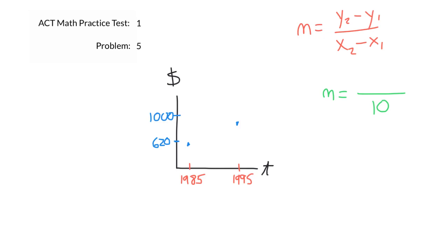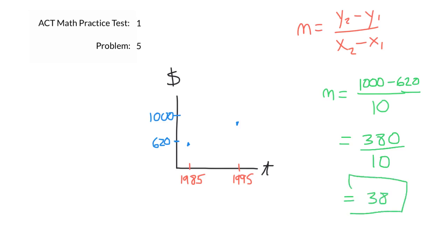Well, it went from, Y2 in this case represents the sort of new cost, okay? And that's 1,000. So it's going to be 1,000 minus 620. And that is 380. And that's going to be 380 over 10. So therefore, the slope equals 38. Okay, so that means it's really 38 over 1. You can think of it that way.